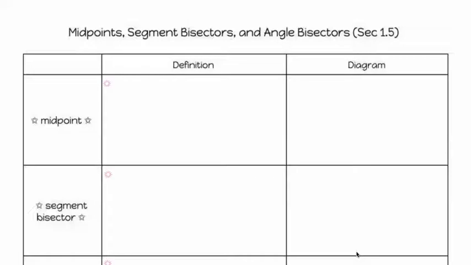All right, so we're looking at the notes from section 1.5, which is on midpoints, segment bisectors, and angle bisectors. There are a few definitions here that you'll see that you need to memorize. There are 3 of them total: midpoint, segment bisector, and angle bisector. Of course, those are the ones with little stars next to them.